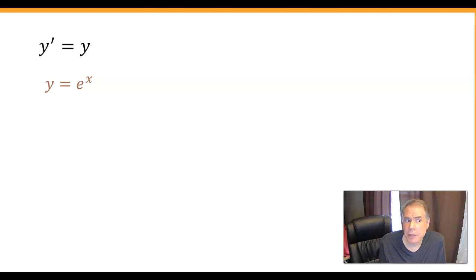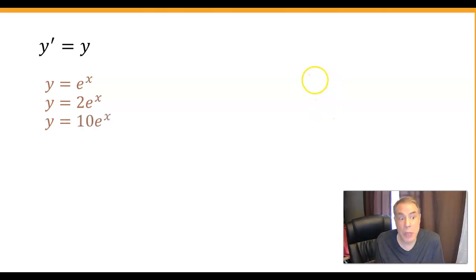Is that the only possibility, the only function that works here? Well, not really. I can think of y equals 2 times e to the x. Remember, the derivative of a constant times a function is the constant times the derivative of the function. So if y is 2e to the x, then y prime would also be 2e to the x, so y prime would be equal to y. y could be equal to 10 times e to the x, or in general, y could be equal to any particular constant, c, times e to the x. So for the general solution, we could just say y equals c e to the x, where c stands for any constant. So that would be the general solution.